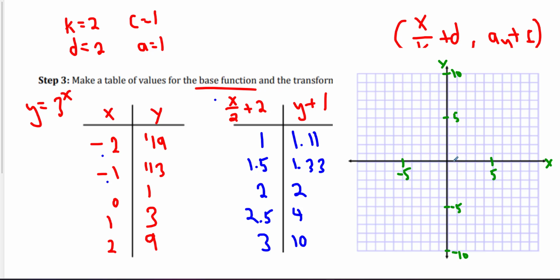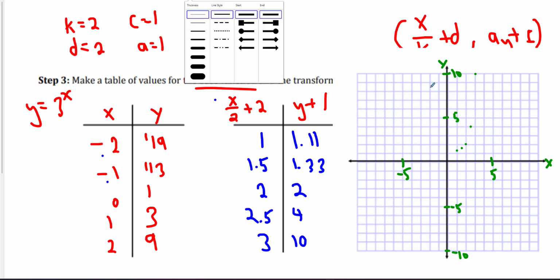Alright, 1 and 1.1. So 1 is here, and 1.1 is probably like that. Alright, 1.5, that's between 1 and 2, and that's 1.33, so it's actually bigger than that one. It's probably like there. 2 and 2. So 2 is here and 2 is here. That's an easy one. 2.5 and 4. So 2.5, and 1, 2, 3, 4. That's there. 3 and 10. So that's 1, 2, 3, and 10. That's up there. Clearly you can see it jumps up a bit. Oh, you know what? Let me just make a thinner line. You guys can see the points.